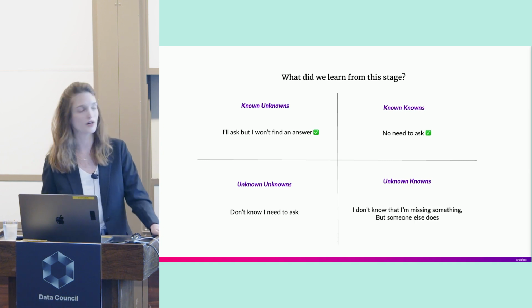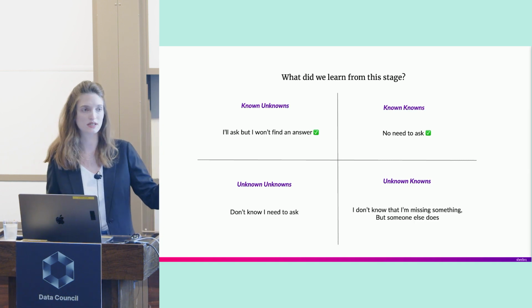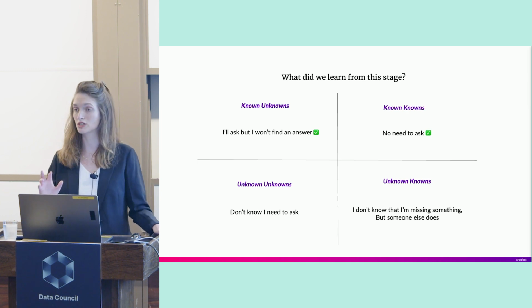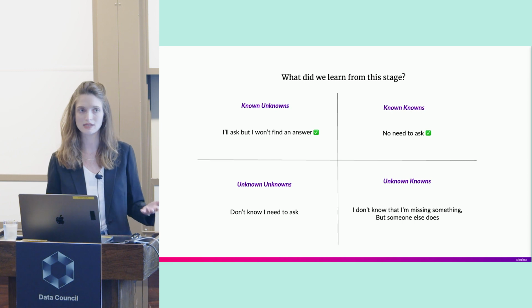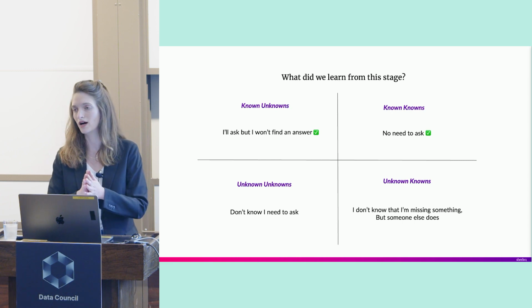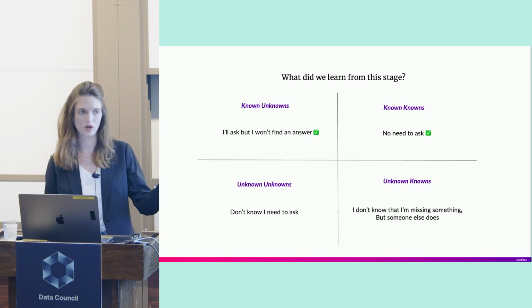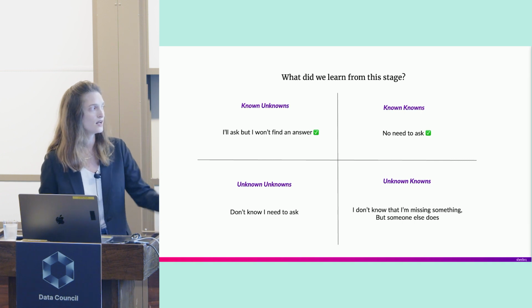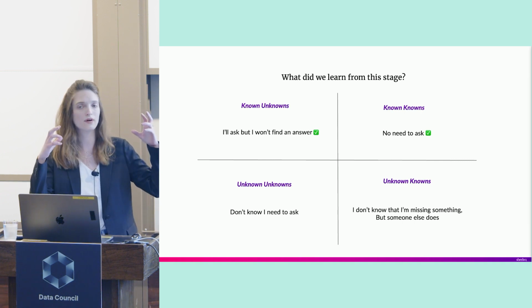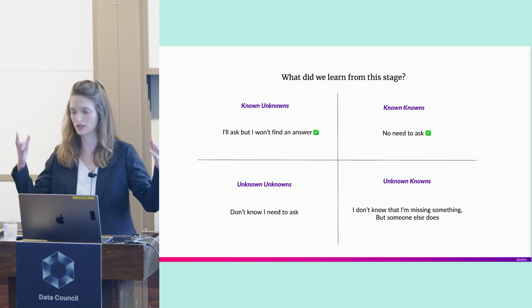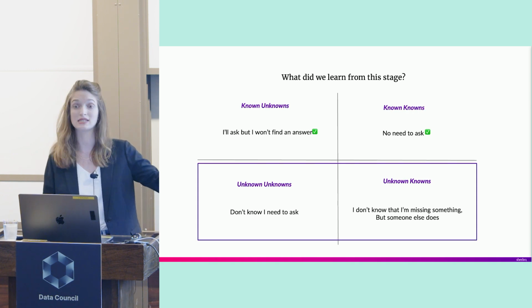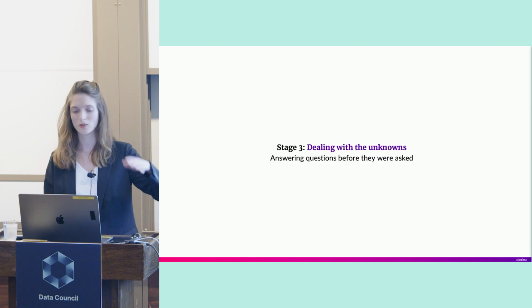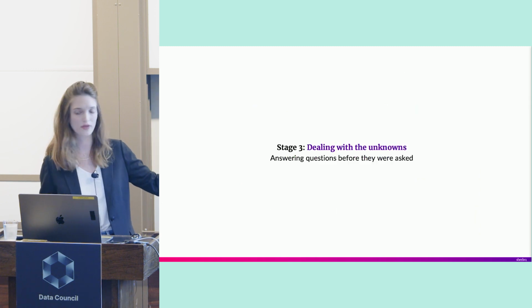And the last part is the unknowns. These types of questions are those questions that they don't even know that they're supposed to ask. So for instance, you can think about a few different use cases, and we'll go into that in a second, of questions that you don't even know that you're supposed to ask one another. And this is the part that we were trying to solve in stage number 3 of our product. We called it dealing with the unknowns.